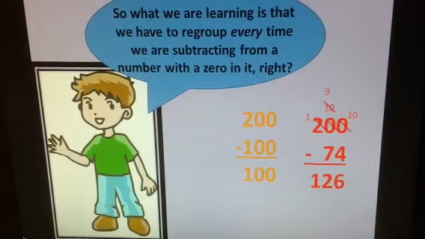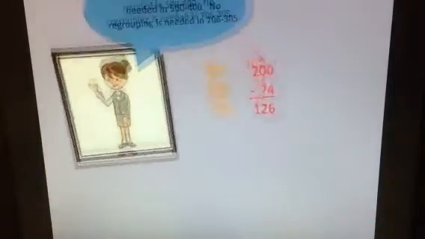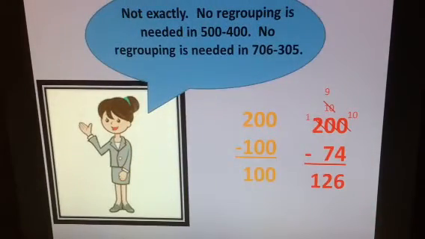So, this boy says, so we are learning that we have to regroup every time we are subtracting from a number with a 0 in it, right? We did thumbs up or thumbs down to see if we agreed with this. The truth is, the answer is, change the slide, the answer is not exactly, no. No regrouping is needed in 500 minus 400. No regrouping is needed in 706 minus 305. This problem here is another example. There's zeros in the top number, but we're not regrouping to find the answer.